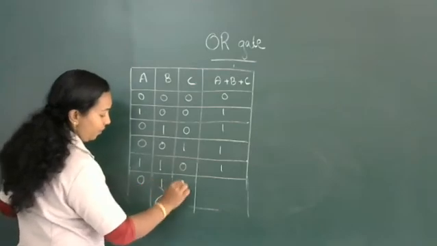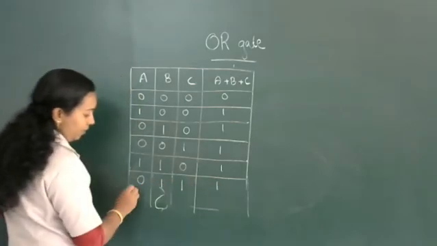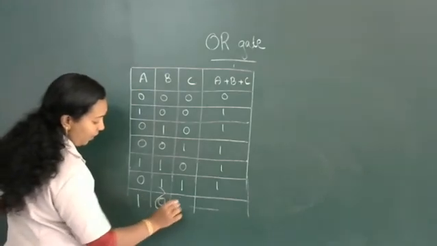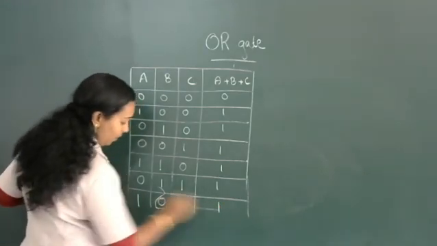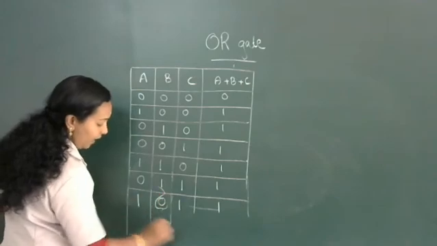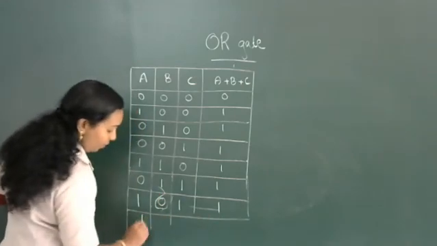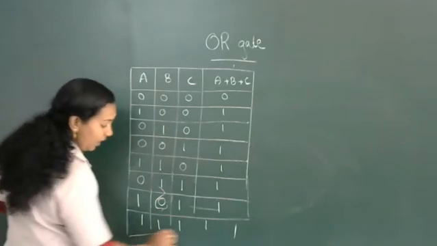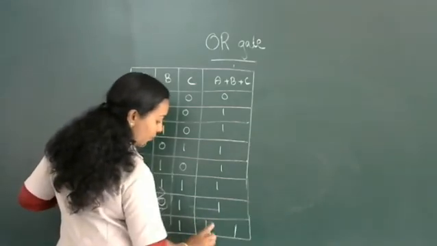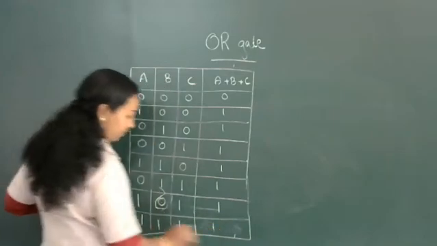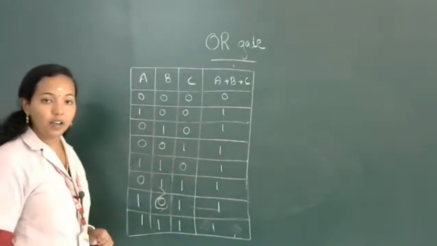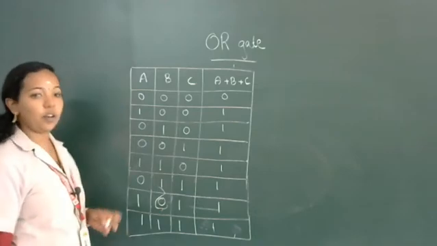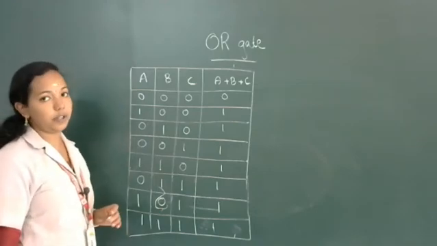0, 1, 1. Again 1. 1, 0, 1. 1. And the last case 1, 1, 1, 1. Output also 1. If all the inputs are 1, output also 1. So this is a truth table for OR gate with 3 bits.